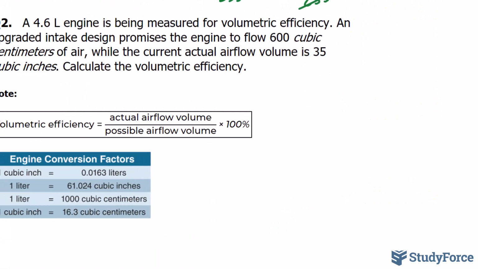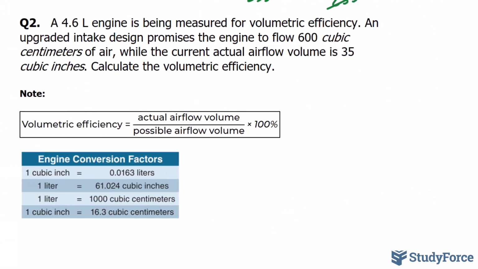For question 2, we're asked, a 4.6-liter engine is being measured for volumetric efficiency. An upgraded intake design promises the engine to flow 600 cubic centimeters of air, while the current actual airflow is 35 cubic inches. Calculate the volumetric efficiency. Note that the units are off. This one is in cubic centimeters, and the units of the actual airflow is in cubic inches.